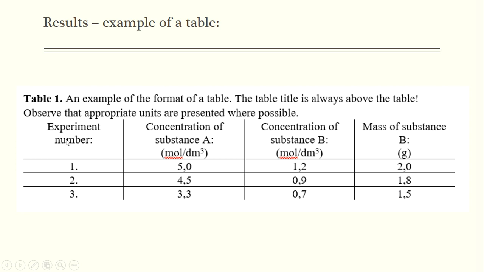And if we look here, I formatted it like this. So we have different experiment numbers, concentrations of various substances, and mass of a substance here. And by giving the units in each of these titles, I can only write values down here. I don't have to write 5.0 mole per decimeter, 4.5 mole per decimeter, and so on. I just write clean, neat values because we've given the units up here as well. And I give it in a nice little parenthesis. So strive to format your tables like this, with the table title always above the table.